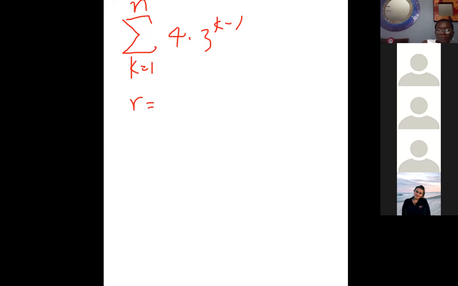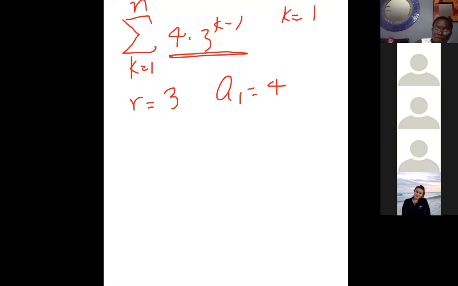The common ratio is 3. Now you need your first term. What's the first term for this one? The first term is 4. Now, to find the first term, guys, you just take k equals 1 and plug it into the formula.